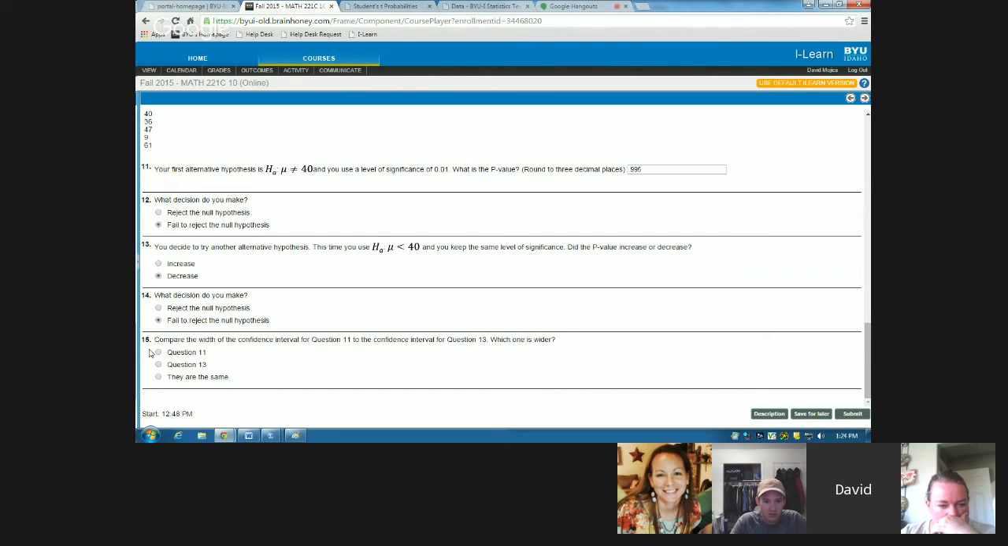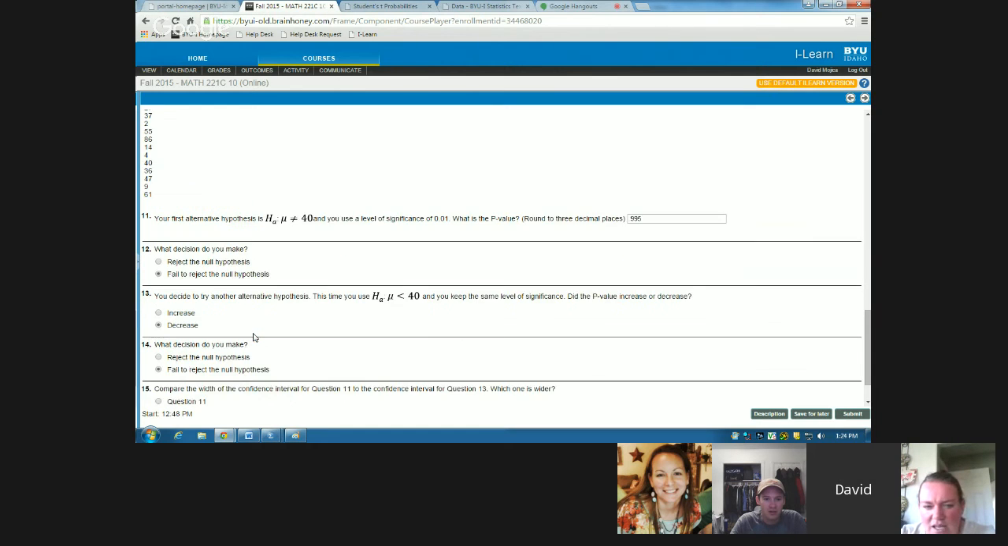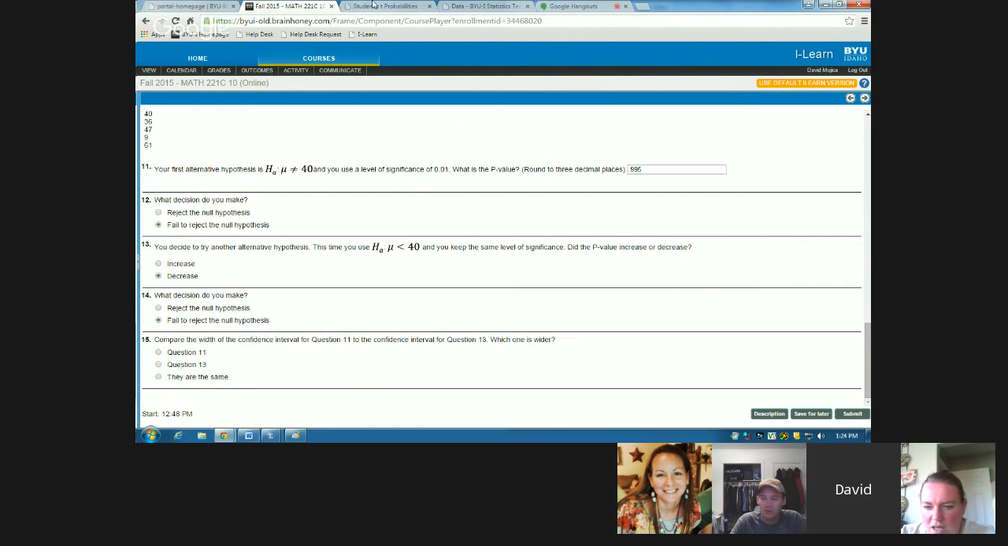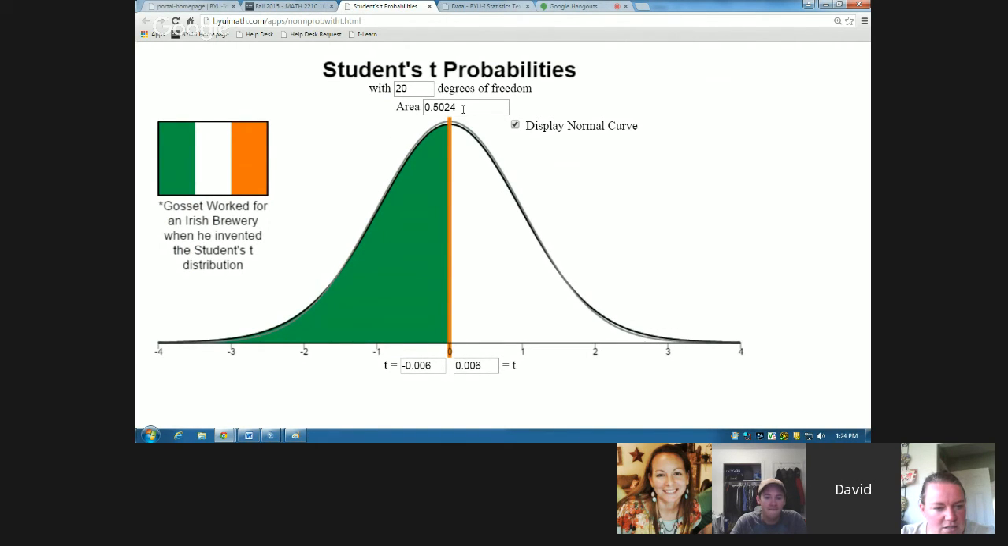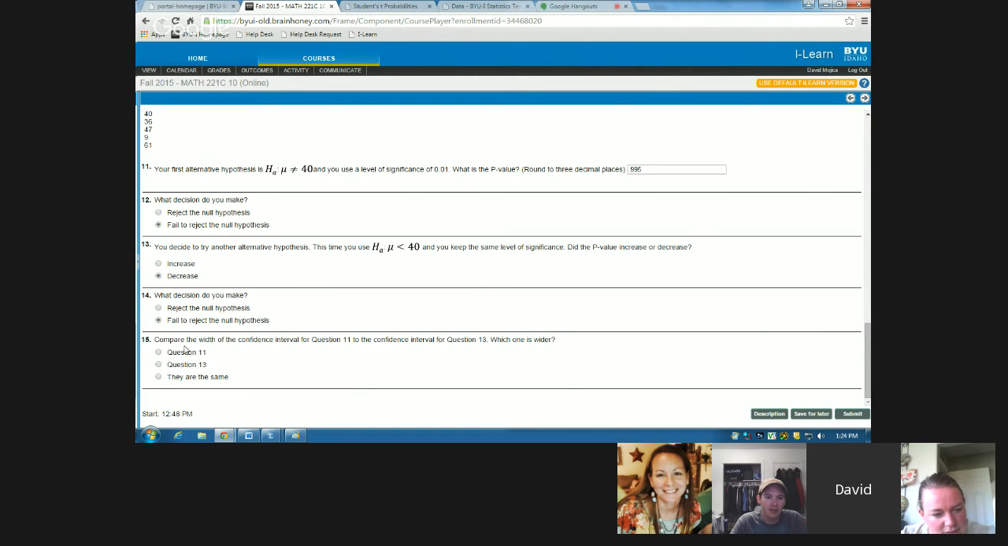And then the last problem says compare the width. The p-value decreases. Yeah. All right. So 14, we would fail to reject the null because it's still greater than the 0.01. Right. And then 13, we need to compare the confidence interval for question 11 to the confidence interval of 13. Which one is wider? So we have to figure out the confidence intervals for 11 and 13.